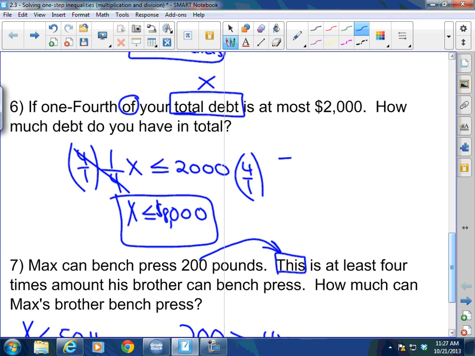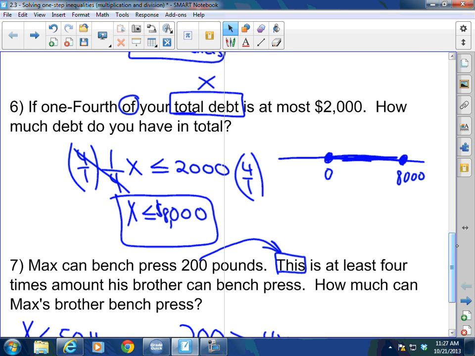For graphing, if you wanted to graph this, absolutely. Here's your 0, here's your 8,000. It's less than or equal to, so solid on the 8,000, all the way to 0, because there's no such thing as negative money.